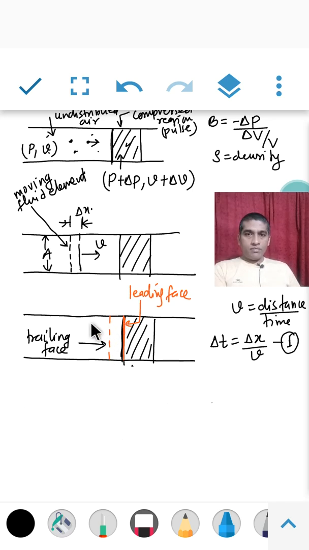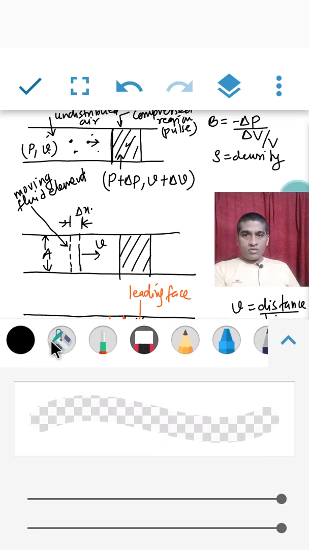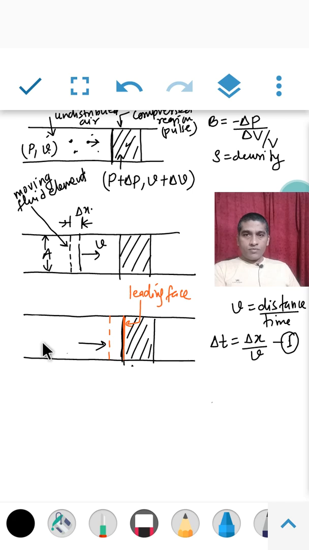So let us come back to this figure. Now if you see in this figure, as I said earlier, this is the trailing phase or the rear phase, and this is the leading phase. So let us find the pressure or the force on the leading and trailing phase. We know the pressure in this region is P, and we know pressure P equals force by area.